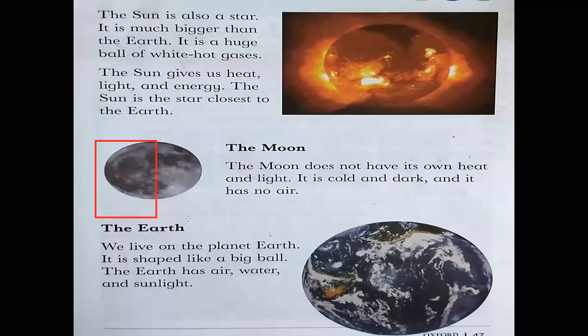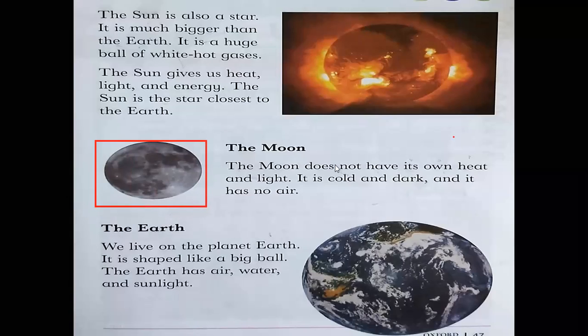Dear students, life is not possible on the moon because it has no air, very little water, and sunlight. According to recent discovery, no living things can survive there.